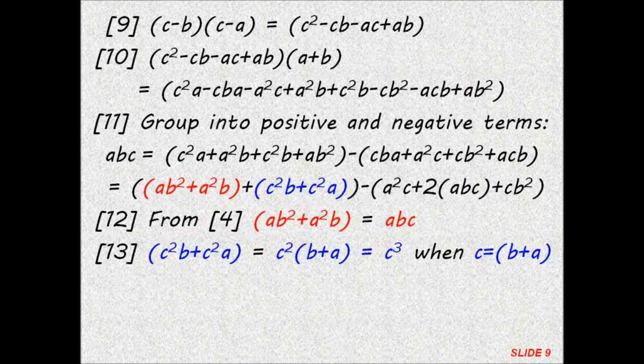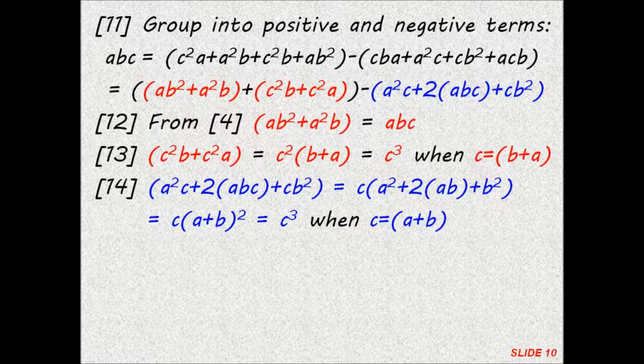13. It is self-evident that the second positive subgroup C squared times B plus C squared times A rearranges to C squared times (B plus A), which, when C is equal to B plus A, is then equal to C cubed. 14. We see that the sum of all the negative terms have a common factor, C, which can be taken outside the bracket, so that we have C times that well-known algebraic identity A squared plus 2AB plus B squared, which when C equals A plus B means that C times (A plus B) all squared is equal to C cubed.